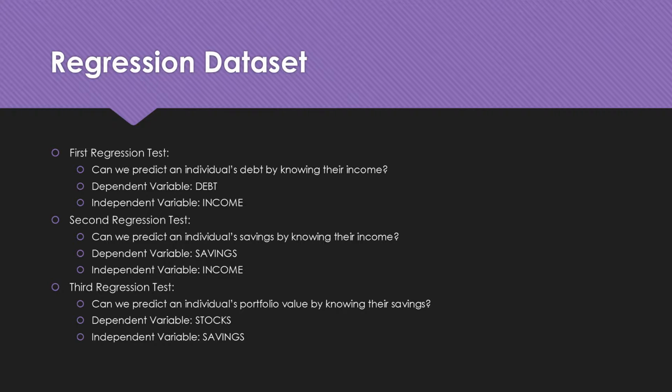As we see, our first regression data set is going to be the dependent variable of debt and the independent variable of income. The second regression set is the dependent variable of savings against the independent variable of income. And the final regression set is the dependent variable of stocks against the independent variable of savings.